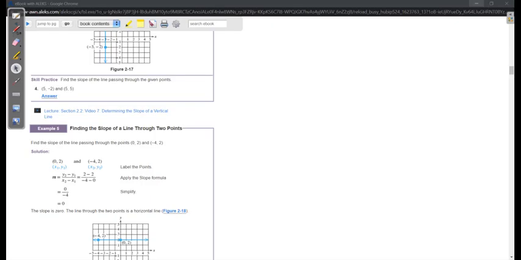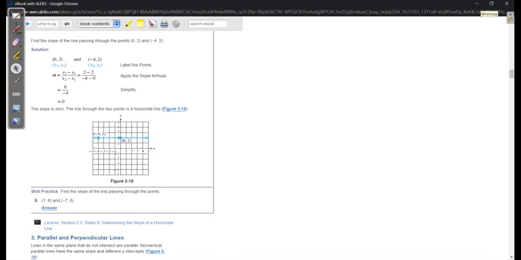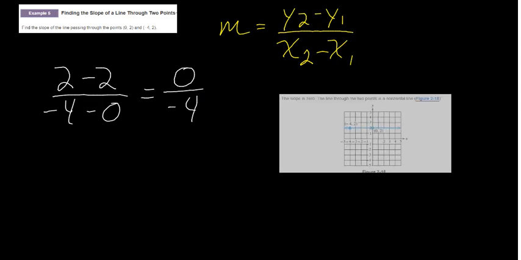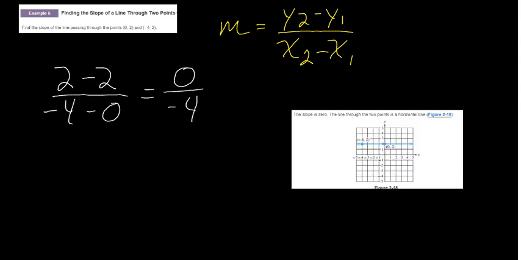So let's go ahead and snip this, and we'll get a better understanding here. Okay, so those 2 points are here and here. We see that it is indeed a horizontal line, and horizontal lines have a 0 slope.